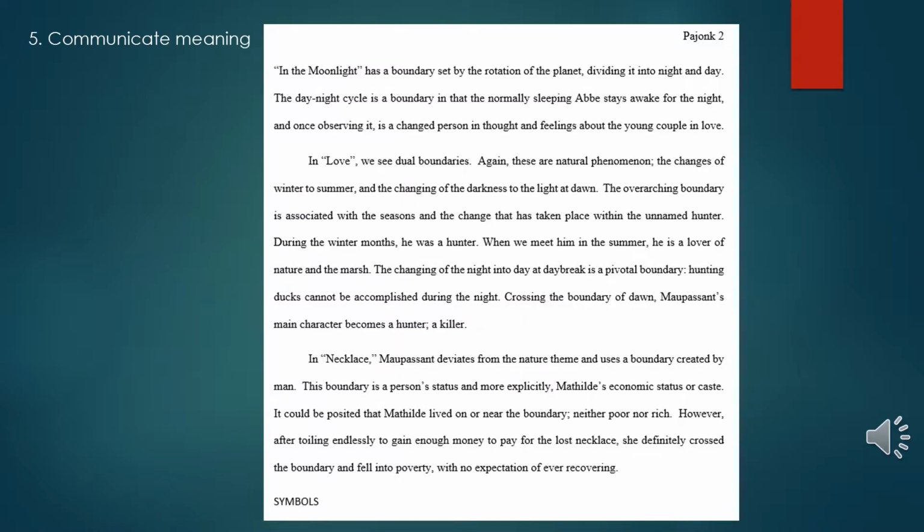Communicating meaning. Here's an excerpt from one of my English papers. It discusses 3 different short stories. In this portion of the paper, I have communicated to the reader my thoughts regarding Maupassant's use of lines of delineation, which once crossed cannot be undone. I have provided examples to support my theory.